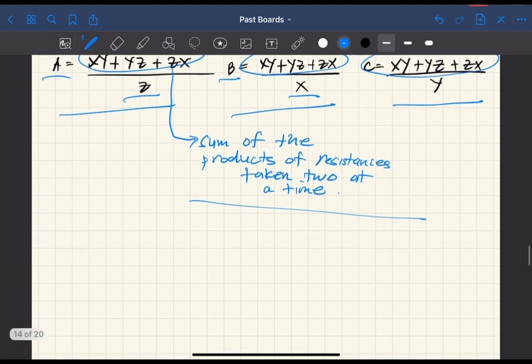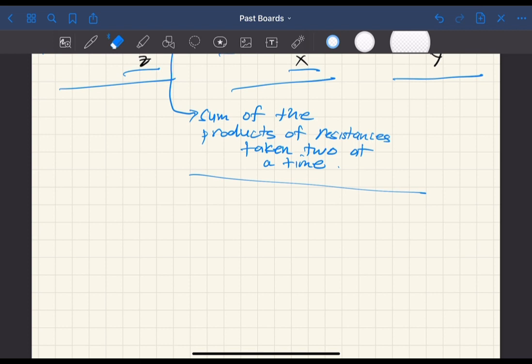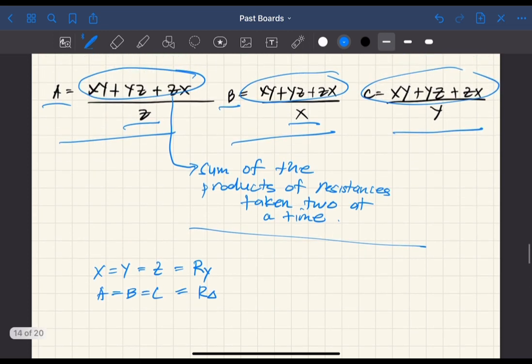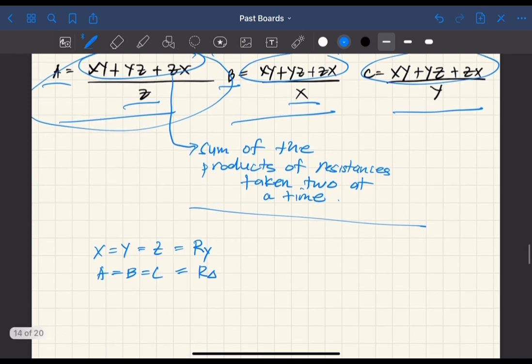Now, what if the given resistances in delta or in Y are the same? Let's say X is equal to Y is equal to Z, and this is equal to Ry. And let's say A is equal to B is equal to C, and let's say this is equal to R delta. Now, using any of the formulas here, we can derive a formula.